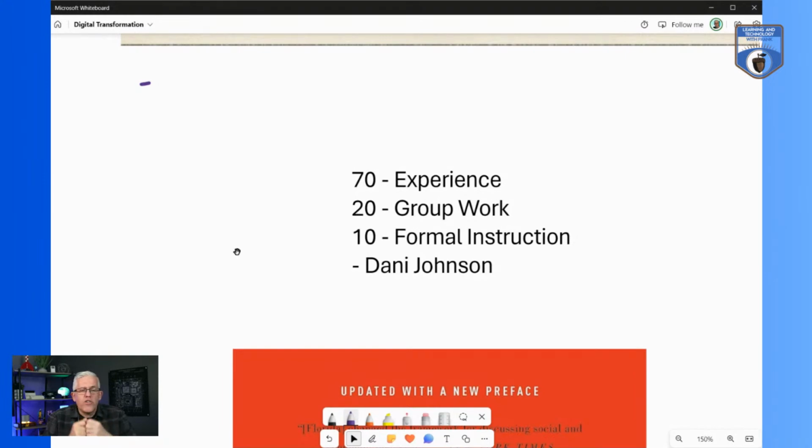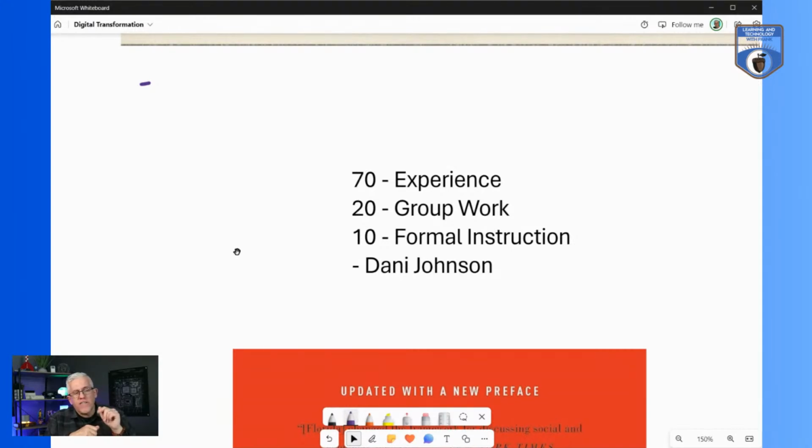So what we need to do is provide an opportunity for anybody that we want to be using technology more effectively to experience the use of that technology. 20% is through interaction and group work. Mostly interaction. I use group work in my own teaching, but a lot of it is with interaction with others. And then only about 10% is formal instruction.